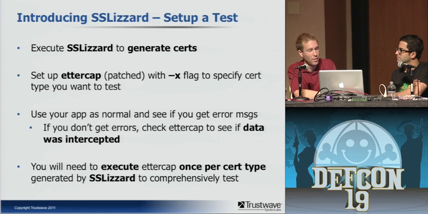As you can see there, you go ahead and execute it, generate your certs, set up EtherCap using the dash X flag to specify the cert type you want to test, and then you'll use your app as normal and see if you get error messages.